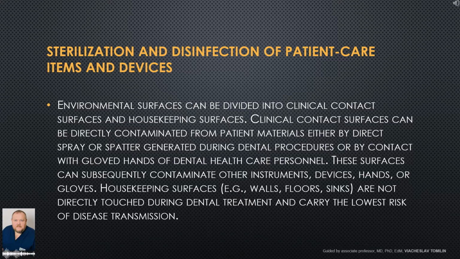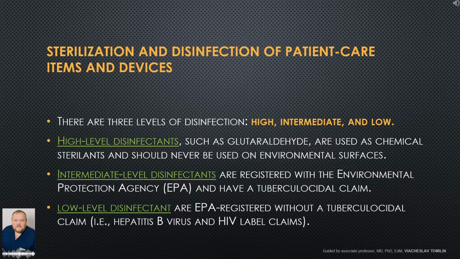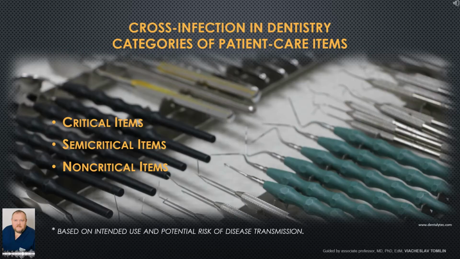There are 3 levels of disinfection: high, intermediate, and low. High-level disinfectants, such as glutaraldehyde, are used as chemical sterilants and should never be used on environmental surfaces. Intermediate-level disinfectants are registered with the Environmental Protection Agency, EPA, and have a tuberculocidal claim, and low-level disinfectants are EPA registered without a tuberculocidal claim, that is, hepatitis B virus and HIV label claims.